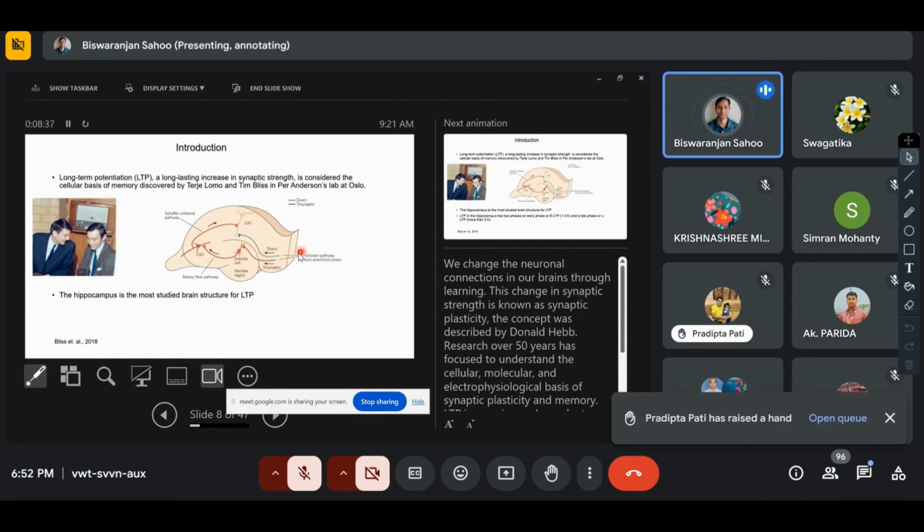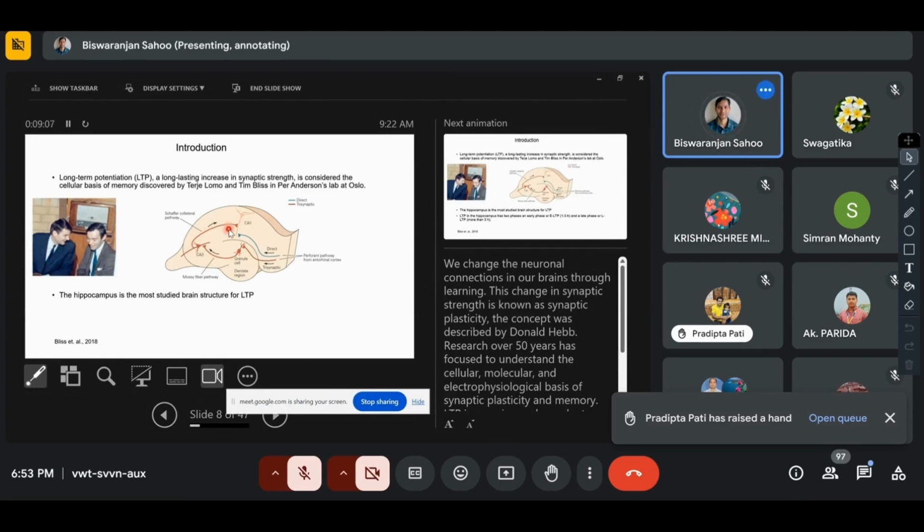So from the cortex the information goes to this structure called the dentate gyrus, because it looks a little bit like teeth. From there it goes to CA3, another structure. So dentate gyrus, CA3, and CA1 are the three structures of the hippocampus. The information flows from the dentate gyrus to CA3, and from CA3 to CA1. This pathway is called the mossy fiber pathway, and the CA3 to CA1 pathway is called the Schaffer collateral pathway.